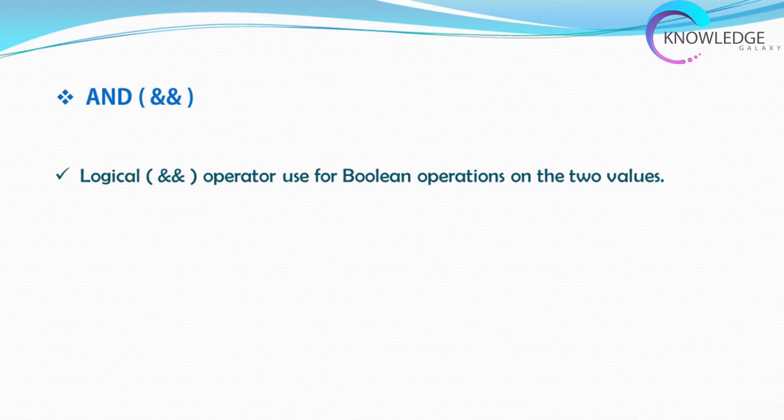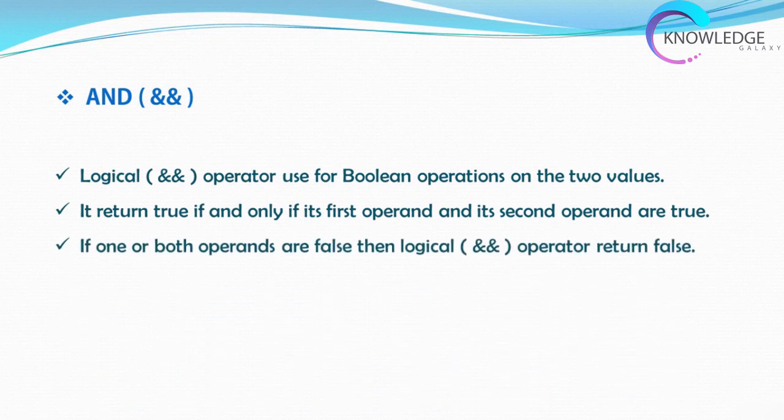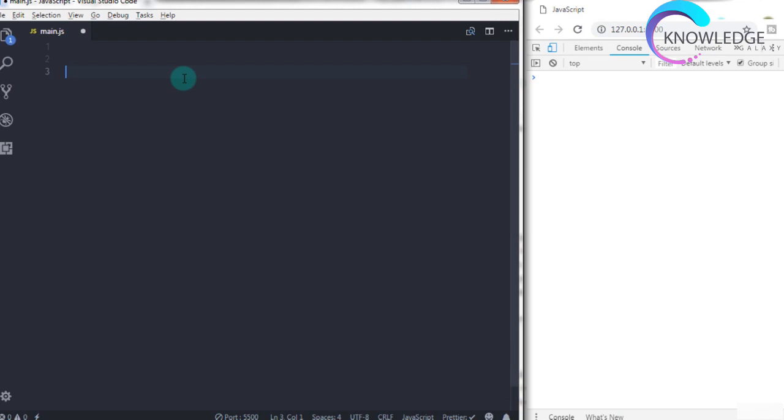The logical AND operator is used to perform boolean operations on two values. It returns true if and only if its first operand and its second operand are true. If one or both operands are false, then the logical AND operator returns false. The logical AND operator is used as a conjunction to join two relational expressions. So let's take an example and understand how the AND operator works.